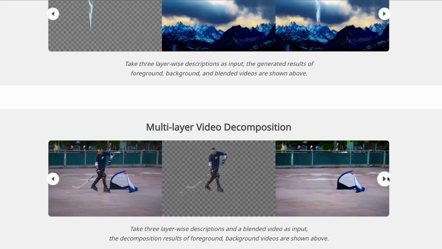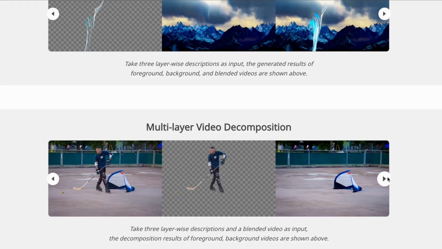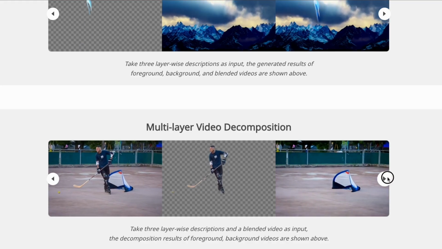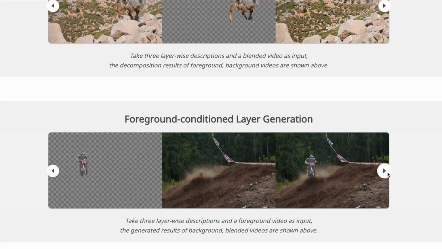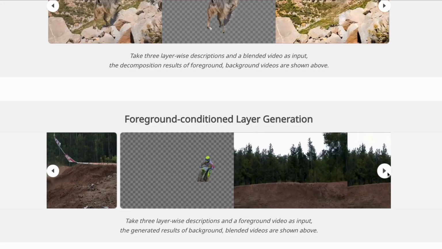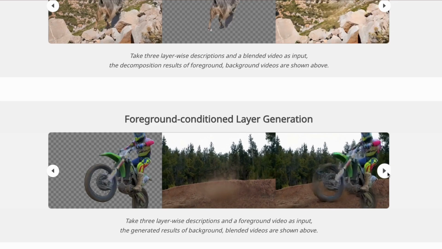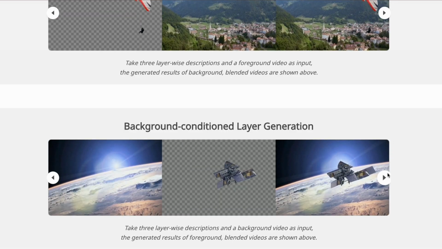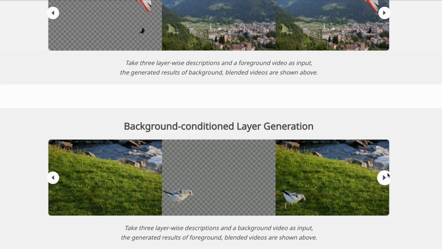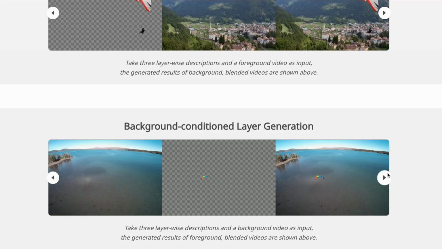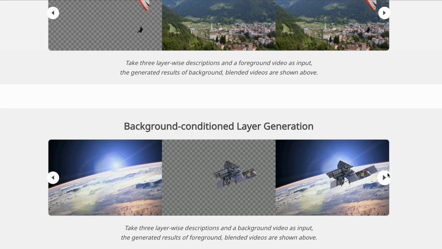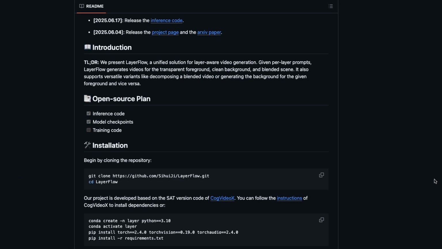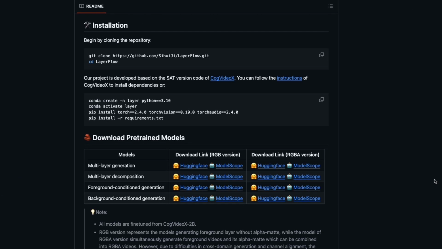If something is blocking the background, LayerFlow even tries to fill in what's behind, giving you a clean slate for editing. Need a new background behind a walking bear, a person in motion, or a speeding bike? LayerFlow can generate coherent, seamless backdrops and match the camera's movement so everything blends naturally. It's a revolutionary tool for editors, motion designers, VFX artists, or anyone wanting to push beyond regular flat video. Quality is already impressive and getting better as development continues. The code is set to be open sourced soon. Check GitHub and the links below for updates and instructions.